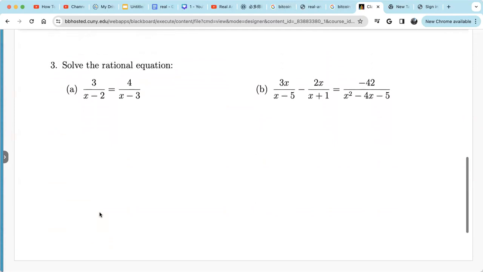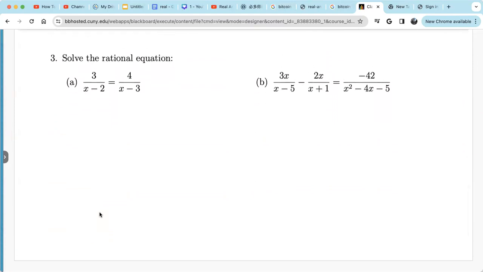Question 3, type 3 was solving rational equations. Let's say 8. For 8, we see we have one rational expression on the left, one rational expression on the right. So we use something called cross multiplication. Let's see, you have this.